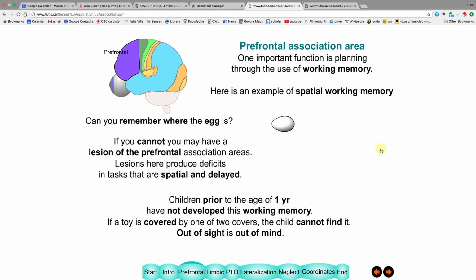This is a test that seems simple, but it uses a lot of things. First of all, it's spatial, so you're remembering something in space, and secondly, it's delayed. So you have to hold this location in your mind over time, and so this is an important thing that the prefrontal cortex does. And young children before the age of 1 don't have this area well developed yet. And so if you hide a toy underneath the cover, the child will forget that there's a toy there.